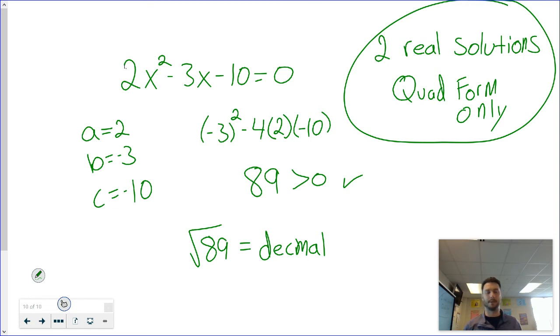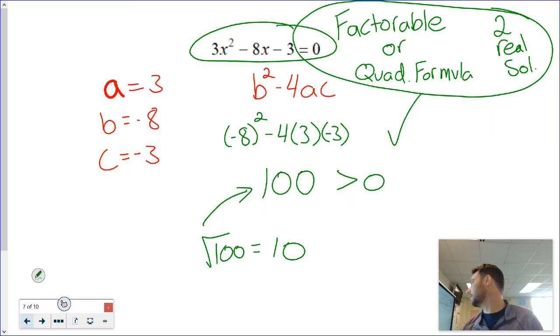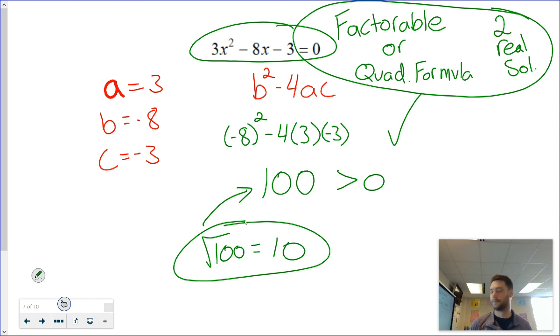So those are the two things you need to tell me. How many solutions? Either two real solutions, one real solution, or two imaginary solutions. And then tell me I could factor this or I have to use the quadratic formula. Or you could always use the quadratic formula, but is it factorable or not? And to go back, this is factorable because of this relationship here. Because the square root of 100 is 10, we can take the square root and it works out nicely.